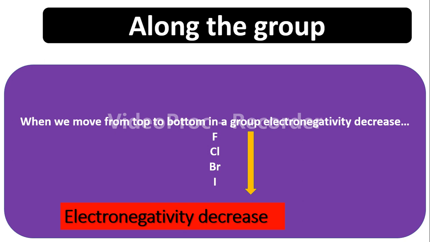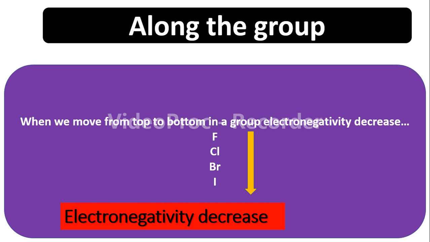But we observe that when we move from top to bottom in a group, the size of the atom is increasing. When the size of the atom increases, the hold of the nucleus on the valence electrons becomes weaker, as the valence electrons are further away from the nucleus. So that's why the electronegativity is less observed when moving from top to bottom in a group.